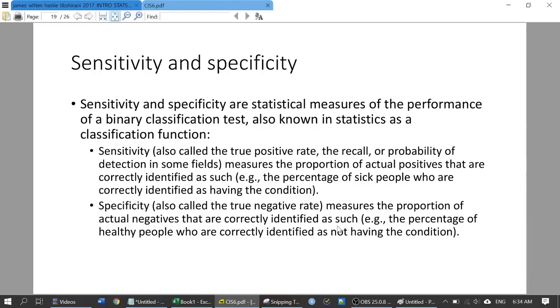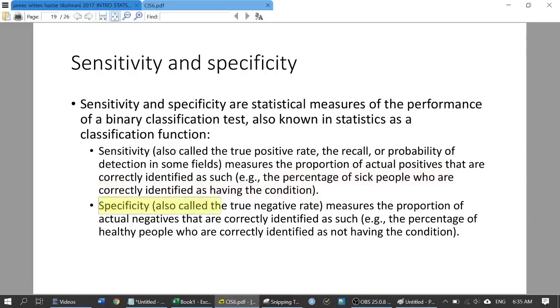Now we want to talk about sensitivity and specificity. Sensitivity and specificity are statistical measures of the performance of a binary classification test, also known in statistics as a classification function. The sensitivity, which is also called the true positive rate or probability of detection in some fields, measures the proportion of actual positives that are correctly identified as such. For example, the percentage of sick people who are correctly identified as having the condition. So this is the true positive rate basically.